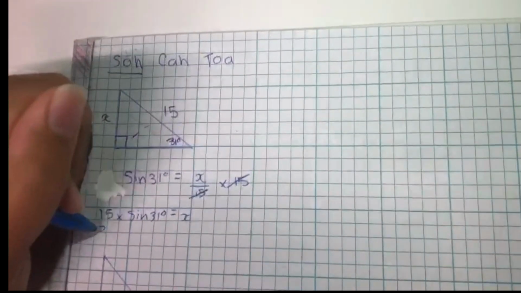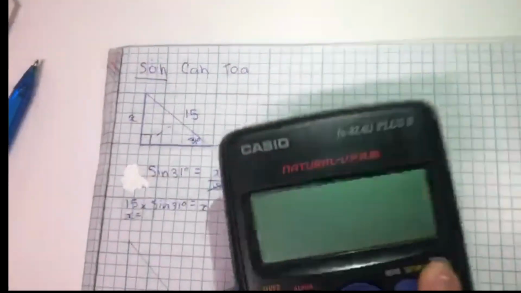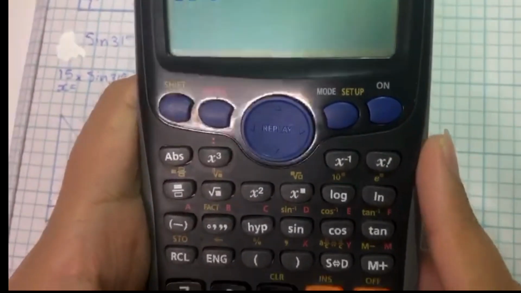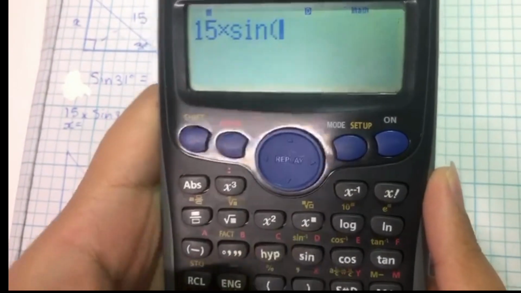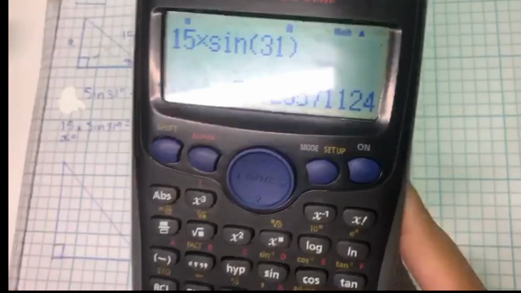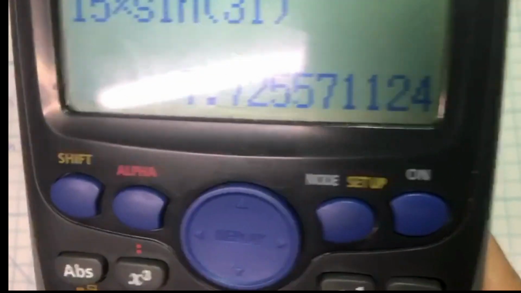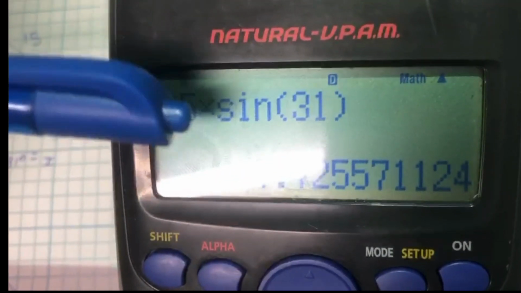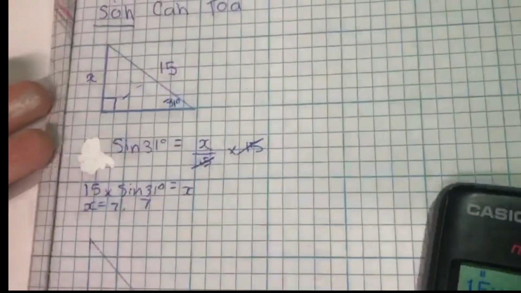To work out x, you grab your calculator. 15 times sine, which is this one, 31, close the bracket, equals 7.72, but we're going to just do the first decimal, which is 7.7, and that is your first one.